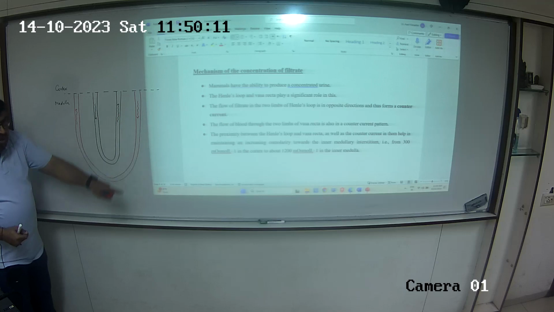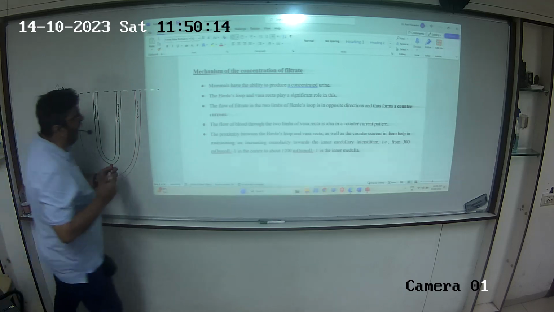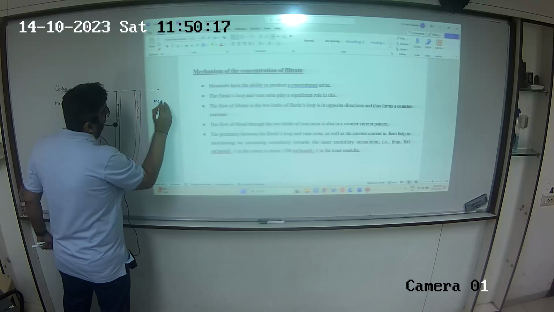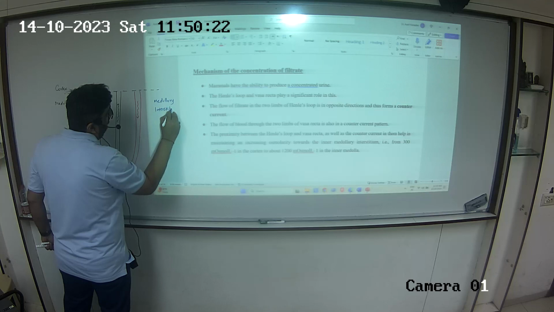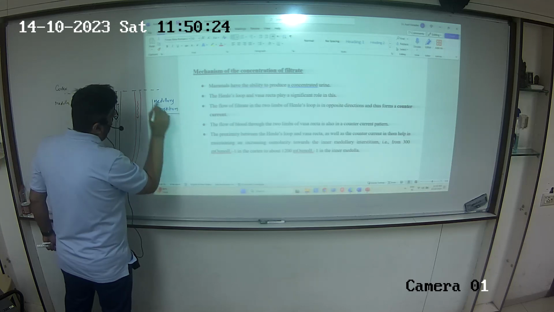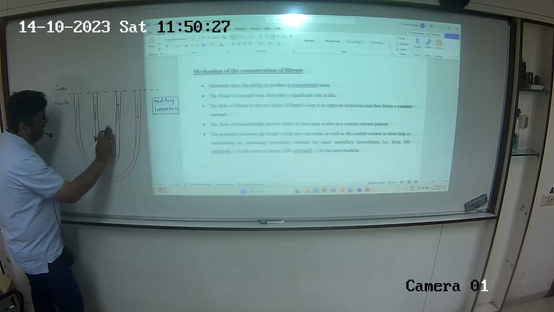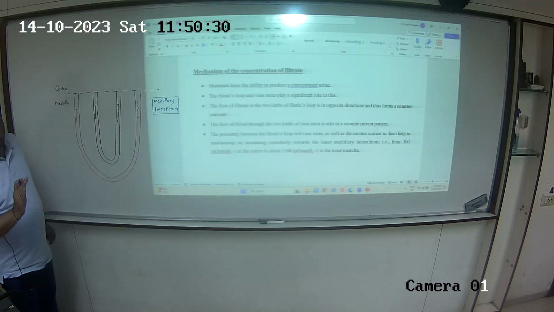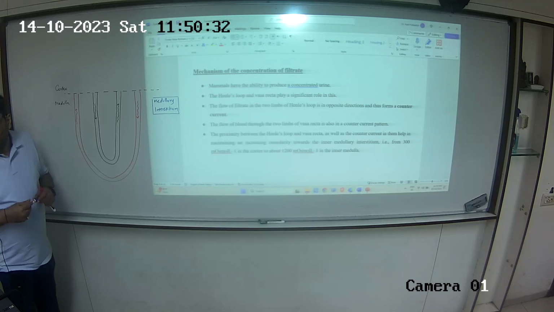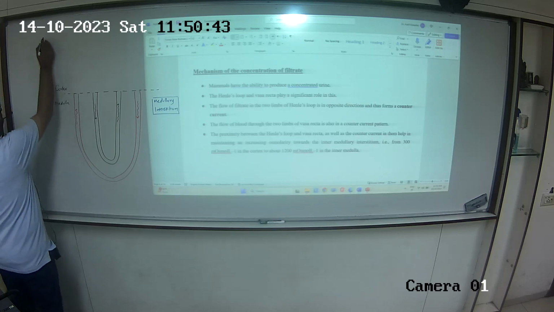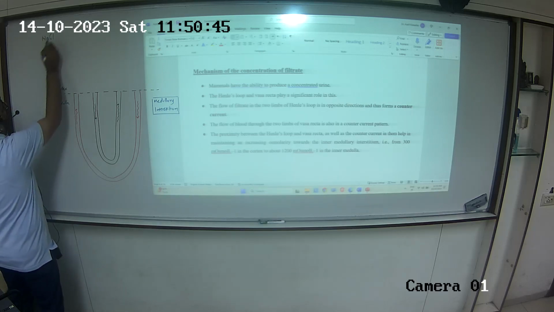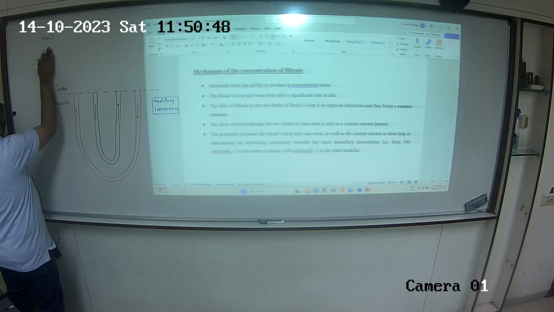Now this medullary tissue, we will call it the medullary interstitium. So this white area here is the medullary interstitium. Now this interstitium has the constant presence of 2 substances: NaCl and urea.